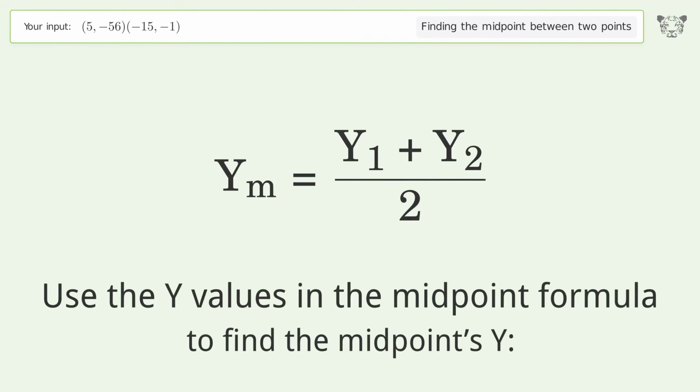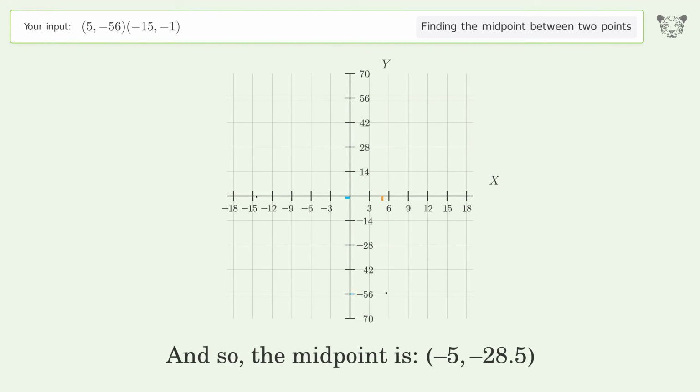Use the y values in the midpoint formula to find the midpoints y. y1 equals -56. y2 equals -1. Simplify the arithmetic. And so, the midpoint is -5, -28.5.